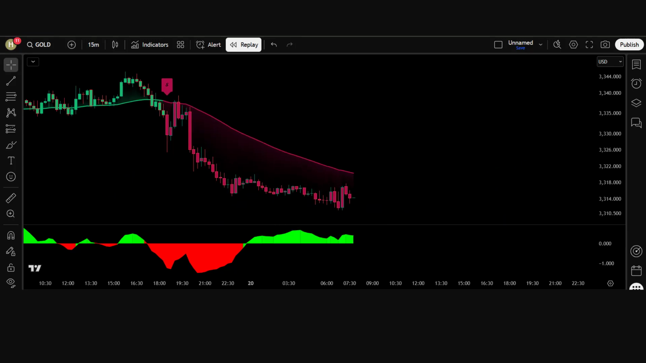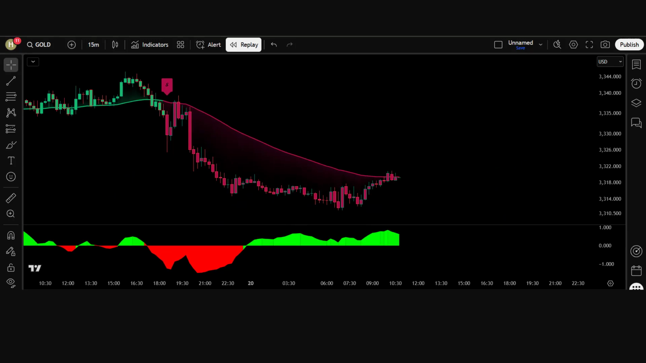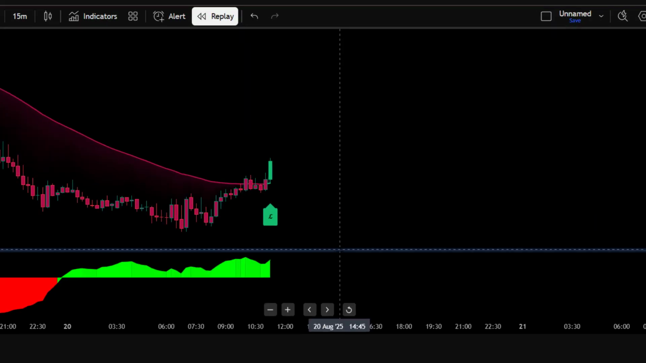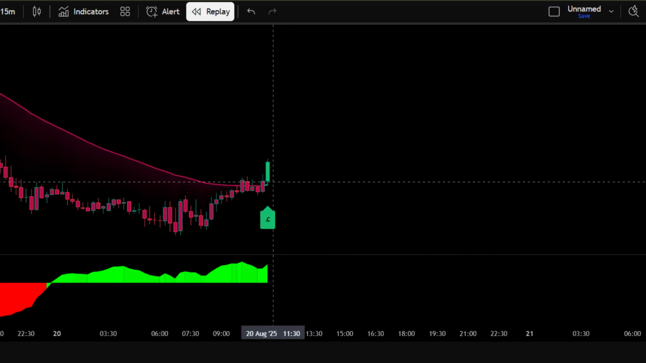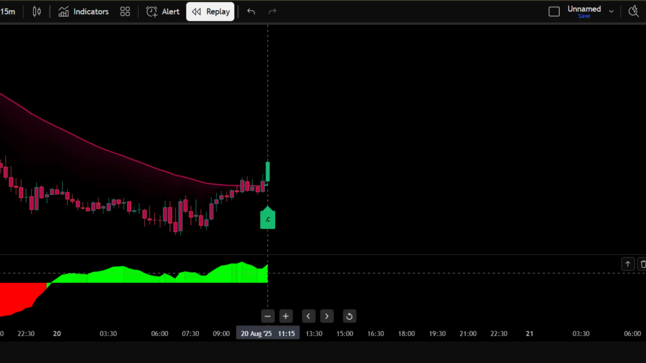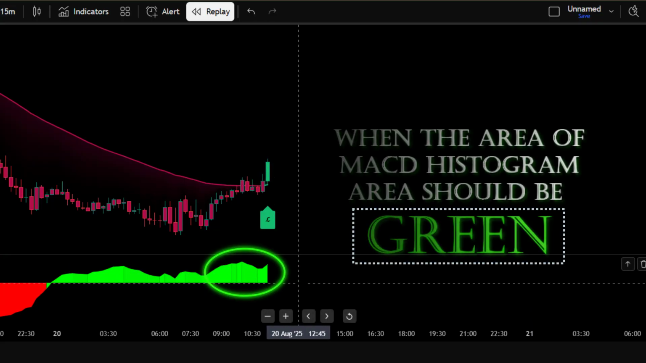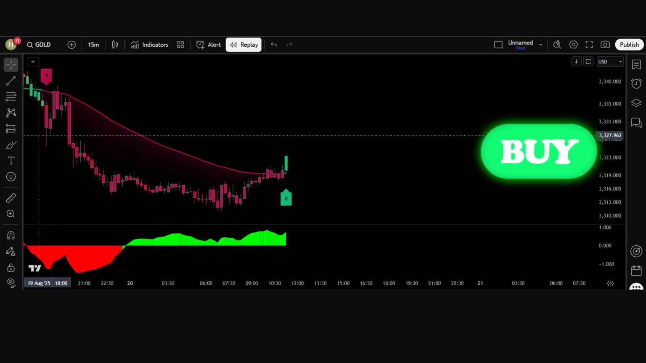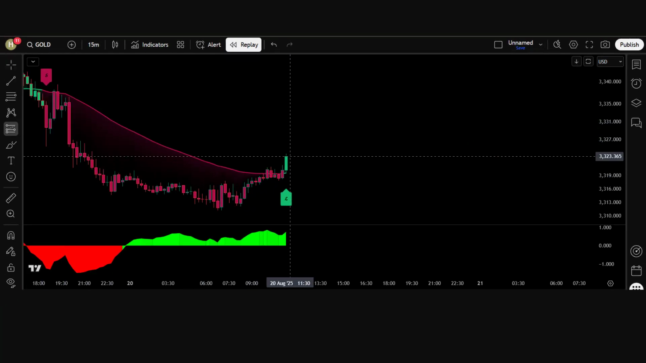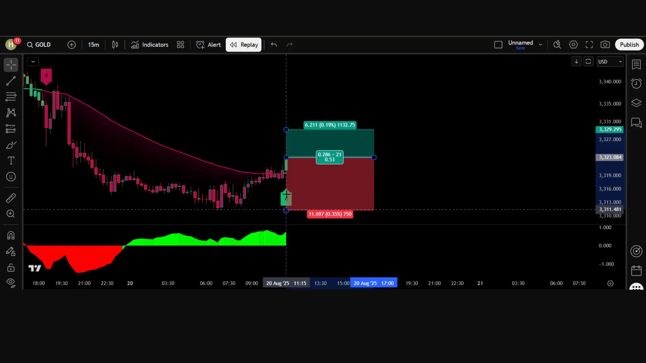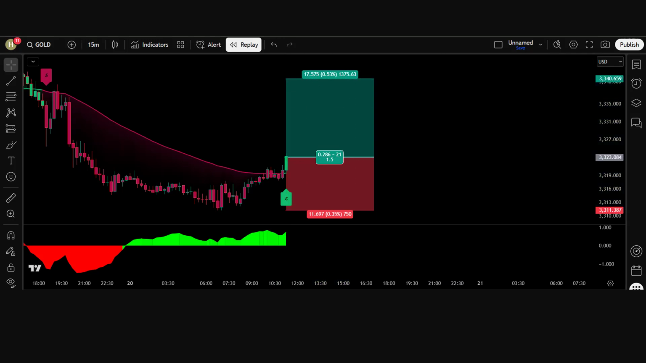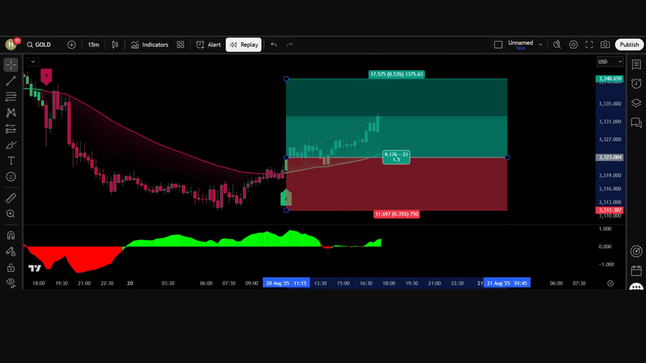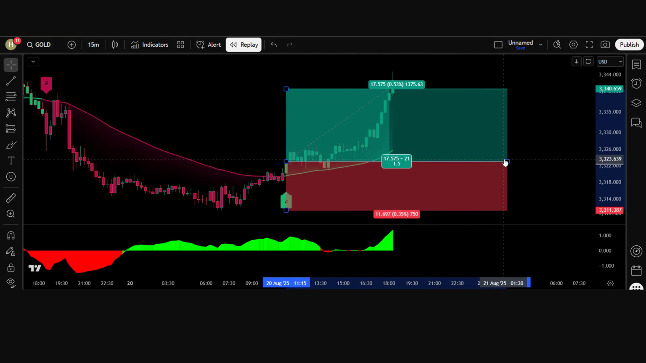Now, let's understand the concept where we will take buy and sell trades based on their conditions. When the 75th to 25th percentile momentum indicator gives us a long signal, when the market has created a bullish candle, and when the MACD histogram area is green, then we will place a buy order. Place your stop loss at the current market's lower level with a 1:1.5 risk-reward ratio. The market has completely hit the target.